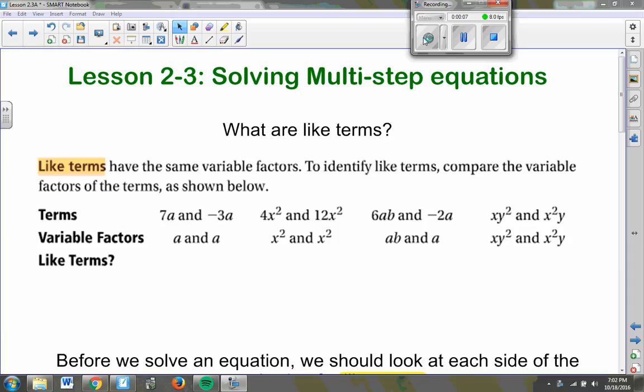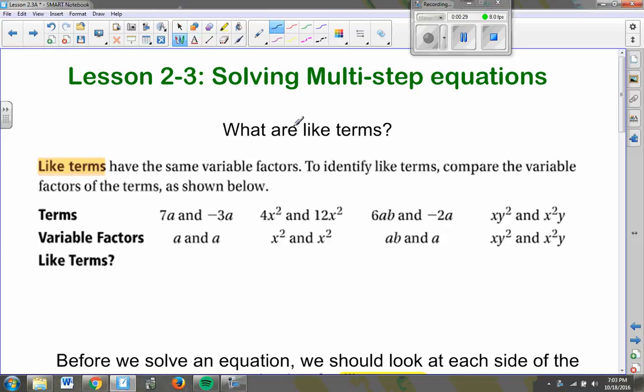Today we're going to look at solving multi-step equations where we actually have to do something to the equation to make it look like a two-step equation from our last set of videos. So this one we add another step, and in this video we're going to add a step of combining like terms. The first thing we have to talk about is what are like terms?